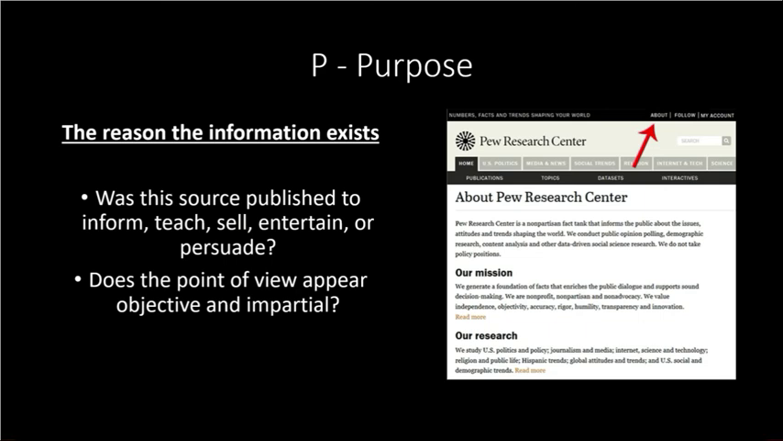Finally, P, purpose. Why was this source published? Is it intended to inform an audience, argue a position, or sell a product? Does the source seem objective or impartial to you? Many sources demonstrate biases, but making sure we're aware of them when utilizing a source's information is crucial for making sure that our research paper is objective and impartial itself.